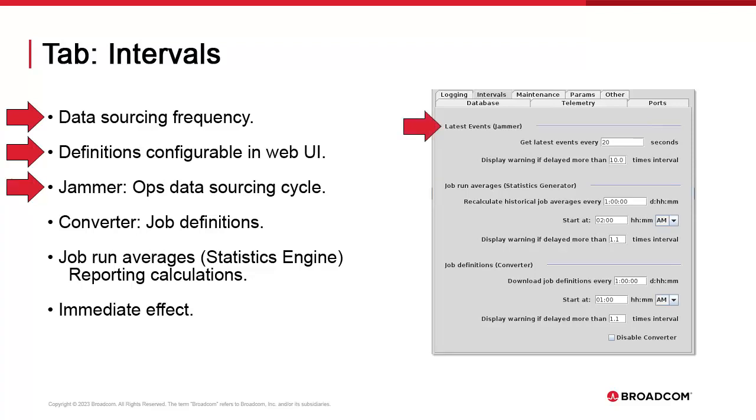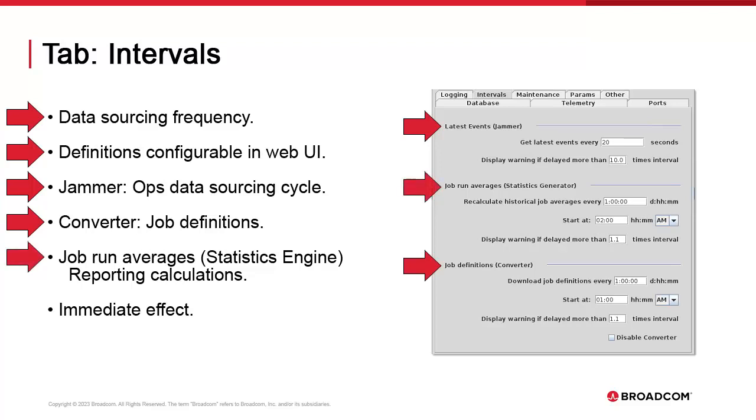The jammer sets the ops data, meaning job executions, and the interval should be quite short, say every 30 seconds, because of the dynamic nature of the data. The converter extracts definitions. It is set on a longer interval, which can be every 30 minutes or even every day, depending on the scheduler deployment phase and the frequency with which the deployment teams update their definitions.